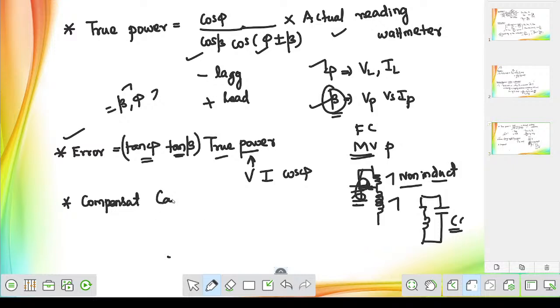Now the question is how to calculate this compensation capacitance. The formula is 0.41 times L by R square. R is nothing but pressure coil resistance, L is nothing but pressure coil inductance. Both will be given. So C equals 0.41 times LP by RP square. From the derivation we can directly calculate the value of compensation capacitance when it is asked for electrodynamometer type of wattmeter. Don't forget, this is a very important term.